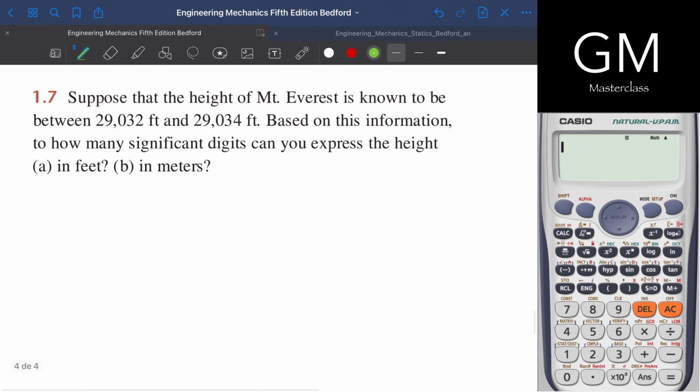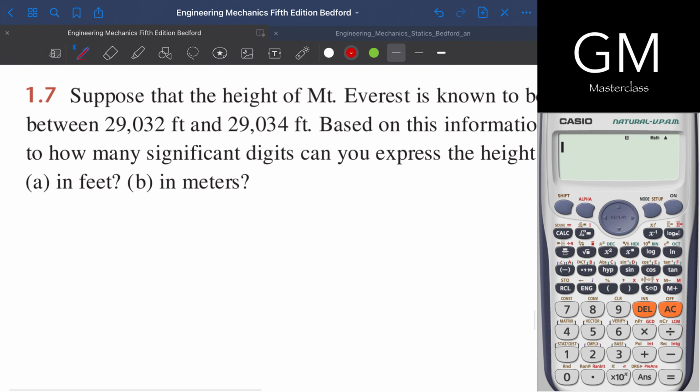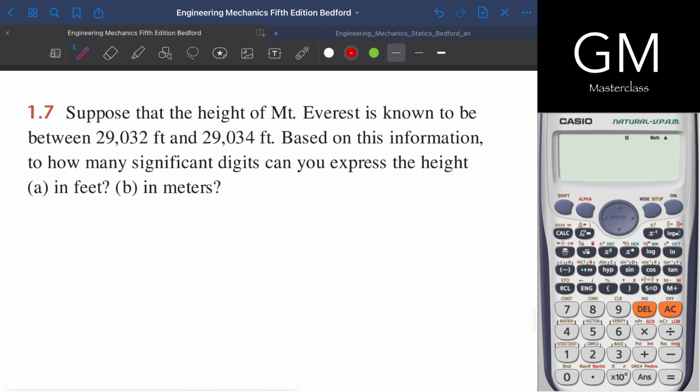Okay, we're going to solve this exercise. The exercise tells us, suppose that the height of Mount Everest is known to be between 29,032 feet and 29,034 feet. Based on this information, to how many significant digits can you express the height? A, in feet, and B, in meters.